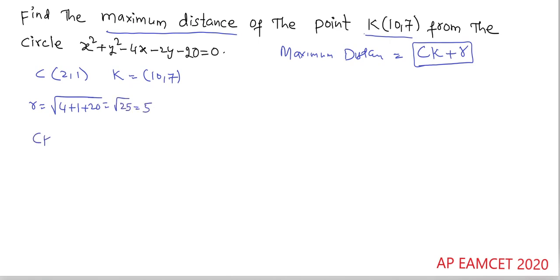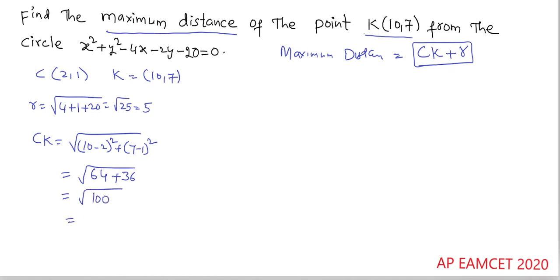Now we find CK, the distance between these 2 points, under root of (10 minus 2) whole square plus (7 minus 1) whole square, that is 10 minus 2, 8 square is 64, plus 7 minus 1, 6 square is 36, under root of 100, that is equal to 10. Therefore, maximum distance is equal to CK plus r. CK is 10 plus r is 5, that is equal to 15. Therefore, the maximum distance is equal to 15.